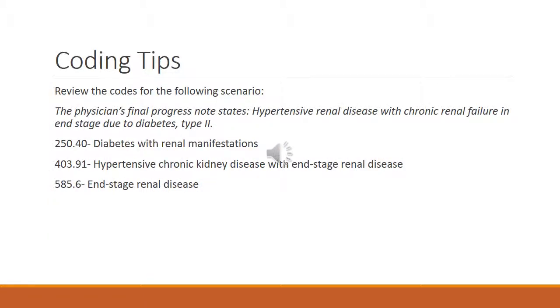And finally, review the codes for the following scenario. The physician's final progress note states hypertensive renal disease and chronic renal failure and end stage due to diabetes type 2. 250.40 for the diabetes with renal manifestation, 403.91, which is hypertensive chronic kidney disease with end-stage renal disease, and 585.6 for end-stage renal disease.